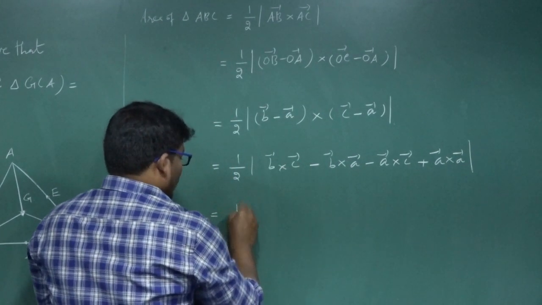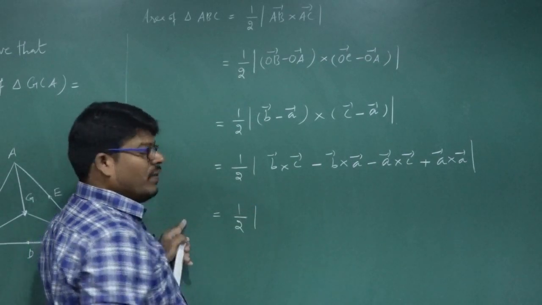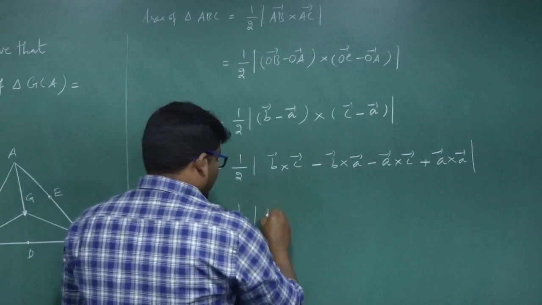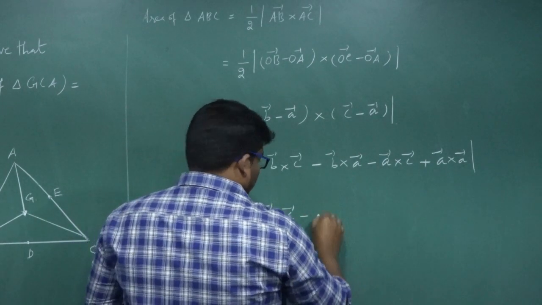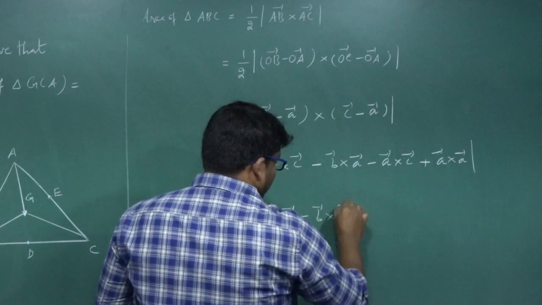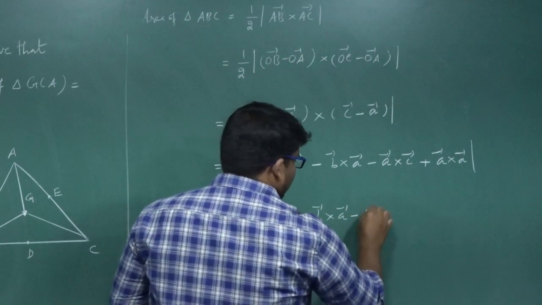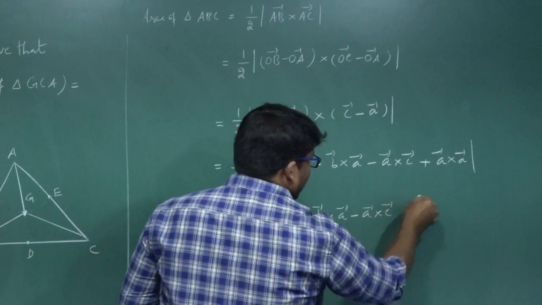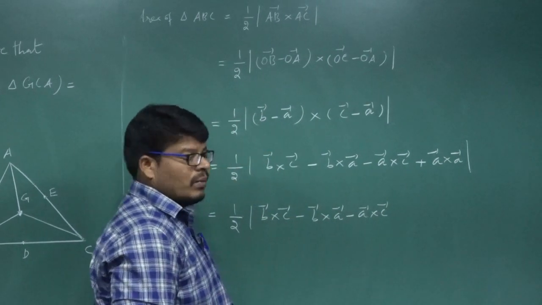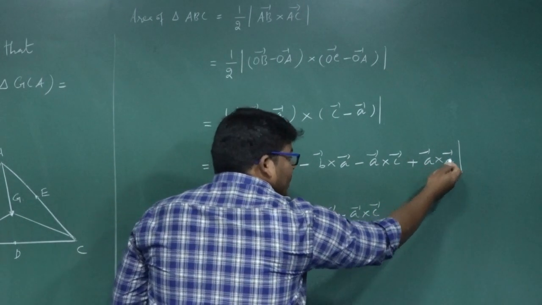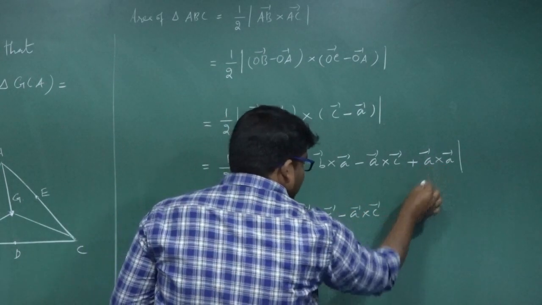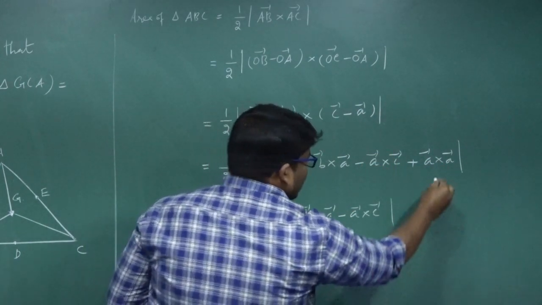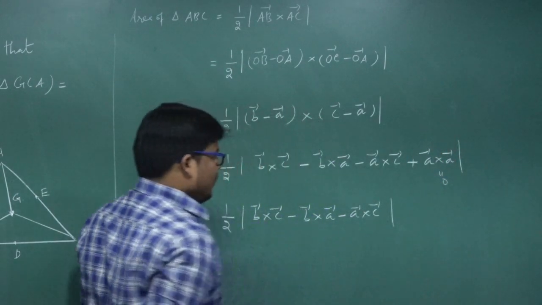That is equal to 1 by 2 modulus of, the first one is B vector cross C vector, minus B vector cross A vector, minus A vector cross C vector. A vector cross A vector: the two equal vectors are parallel vectors, so the vector product value is 0.